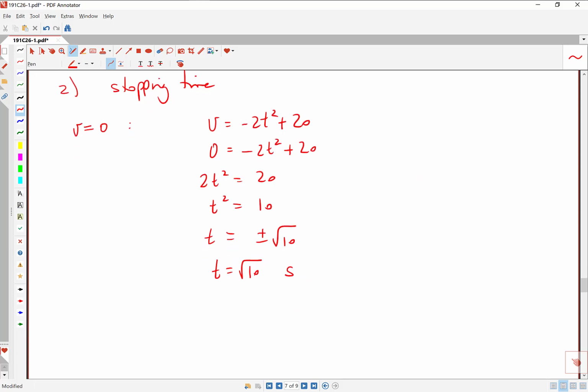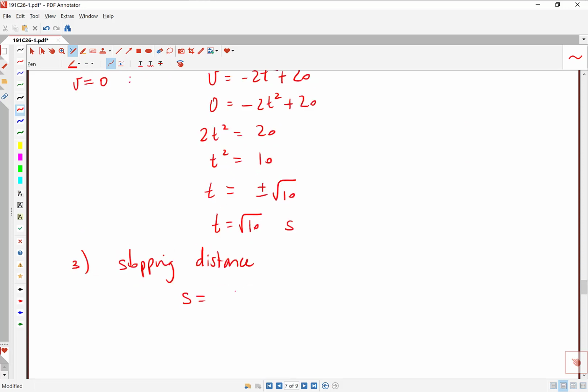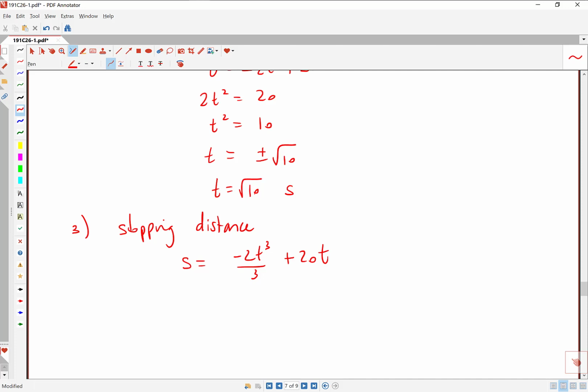Okay, and then phase 3 of the problem, this is where we're going to get our final answer. We're going to do our stopping distance. If we want distance, then that's going to mean using the displacement function. So negative 2t cubed over 3 plus 20t. We want to figure out what the displacement is at the moment that the car stops. And what needs to get subbed into this is a time value. So that's why we had to find our stopping time in step 2. We figured out that the stopping time is t equals root 10. So if we plug that stopping time into displacement, what we get is our stopping distance. This is s of root 10 that we're calculating here.